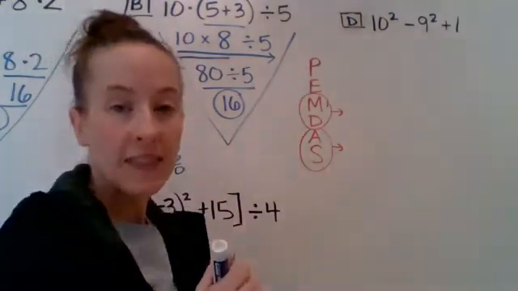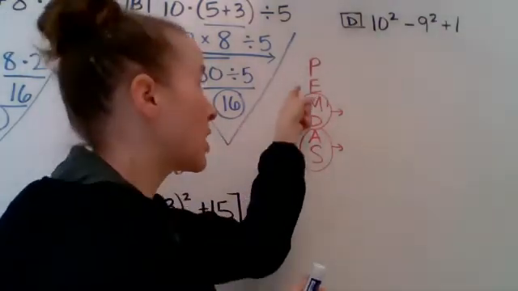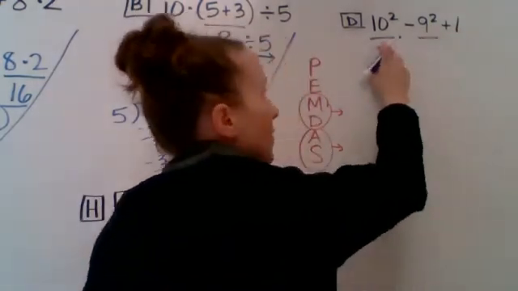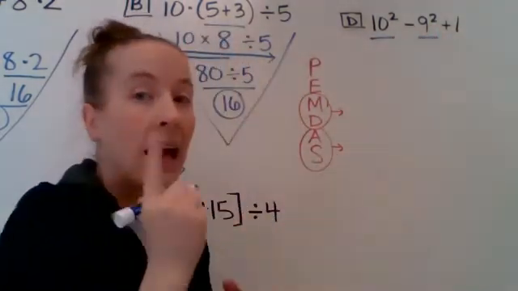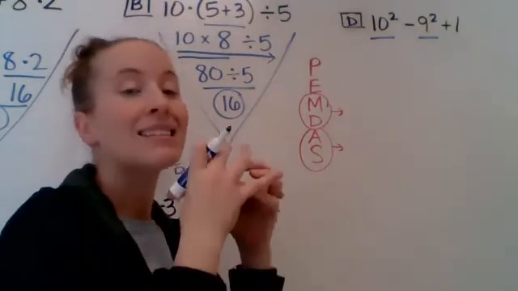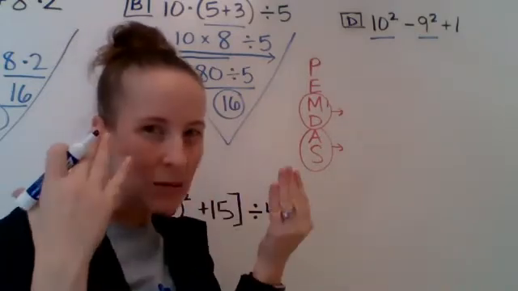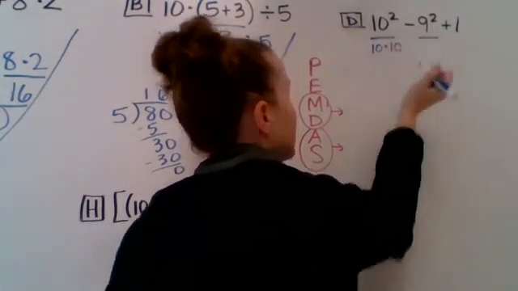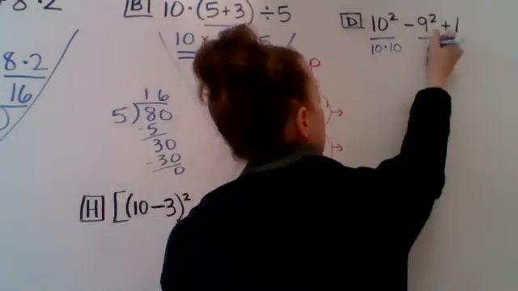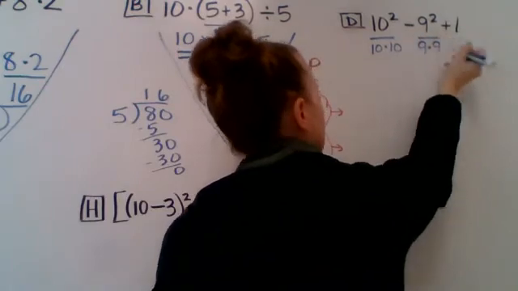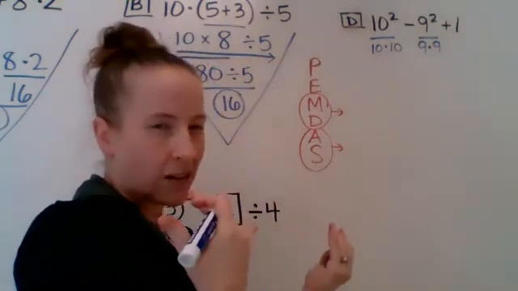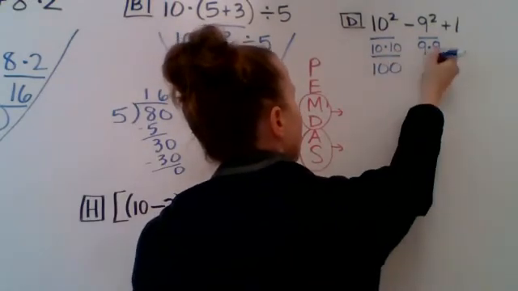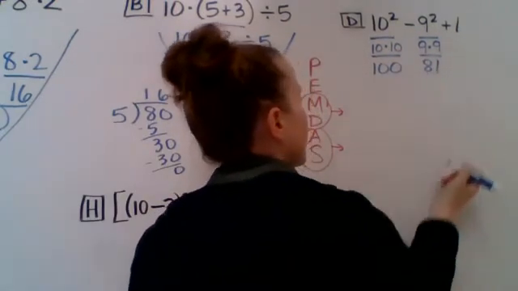So P is for parentheses, but I don't see any. So next I'm going to go to exponents. I see 2 of them. So I'm going to solve this one. I will also solve this one. And if you remember, I like to expand my exponents so that I can see what's happening. I know that 10 squared really is 10 times 10. I know that 9 squared is really saying 9 times 9. Now that I've expanded those, now I'm ready to solve. 10 times 10 is 100. 9 times 9 is 81.